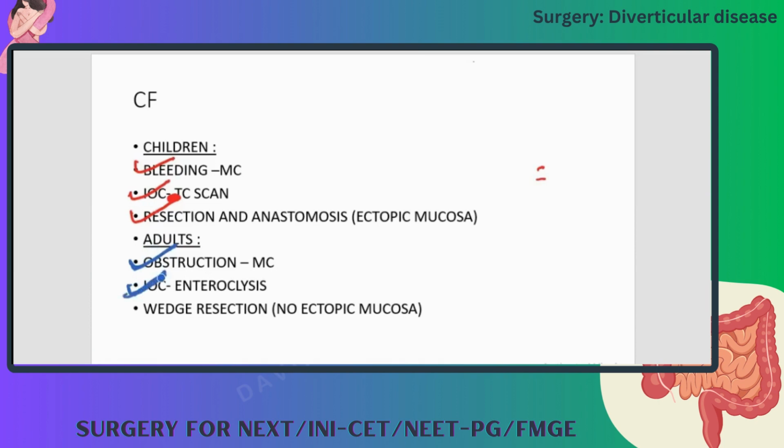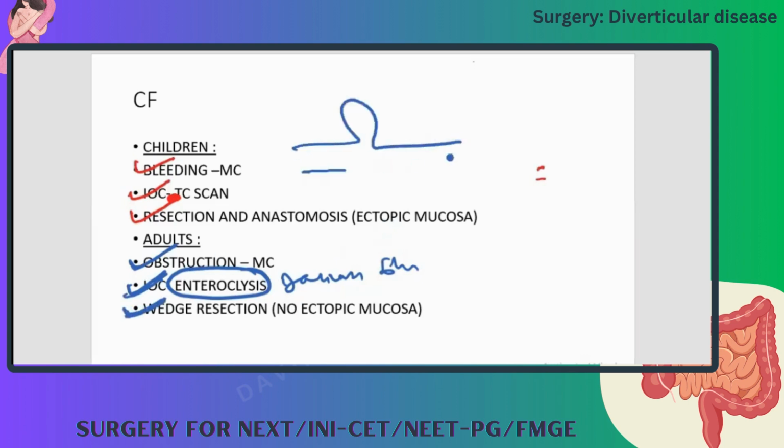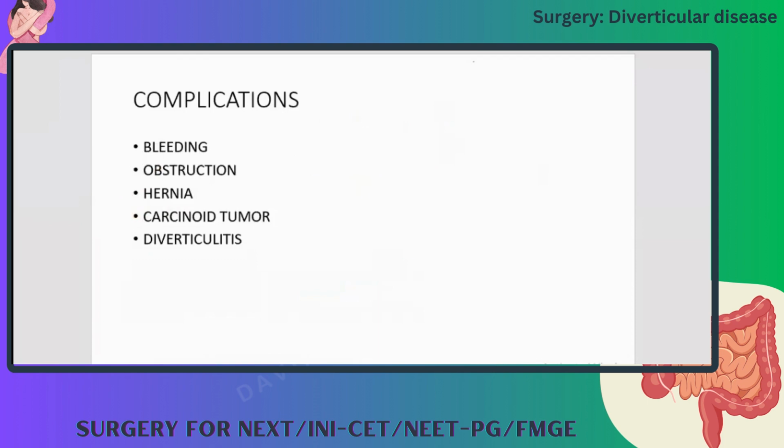And investigation of choice is enteroclysis. Enteroclysis is nothing but a barium follow through. We will take barium and we will take serial X-rays. And wedge resection we can do here. What is wedge resection? You can just remove this part only. No need to remove the entire part because there is no ectopic mucosa.